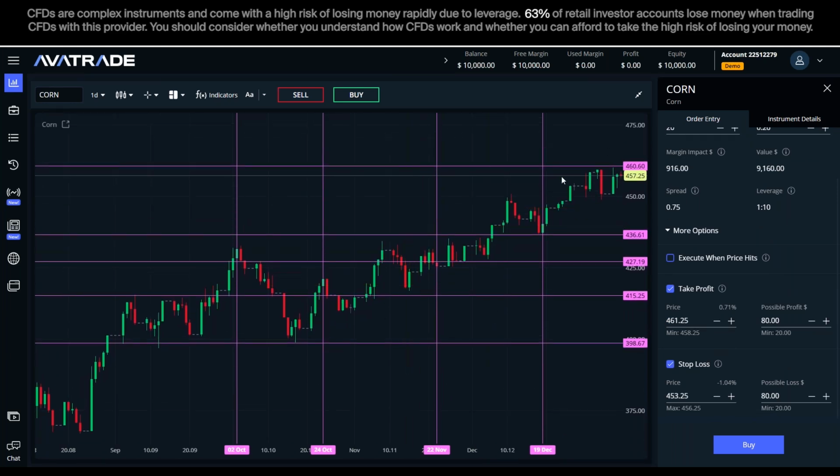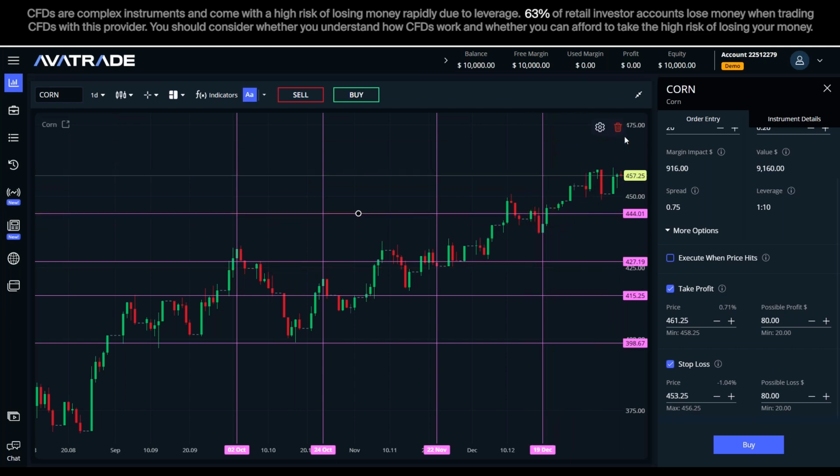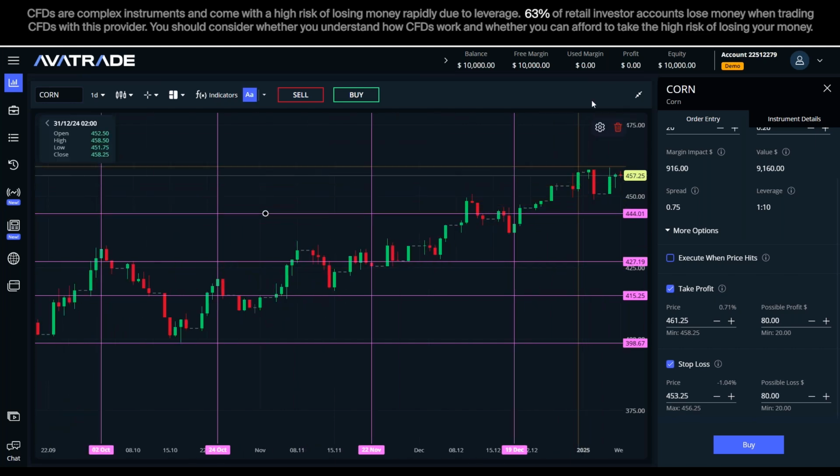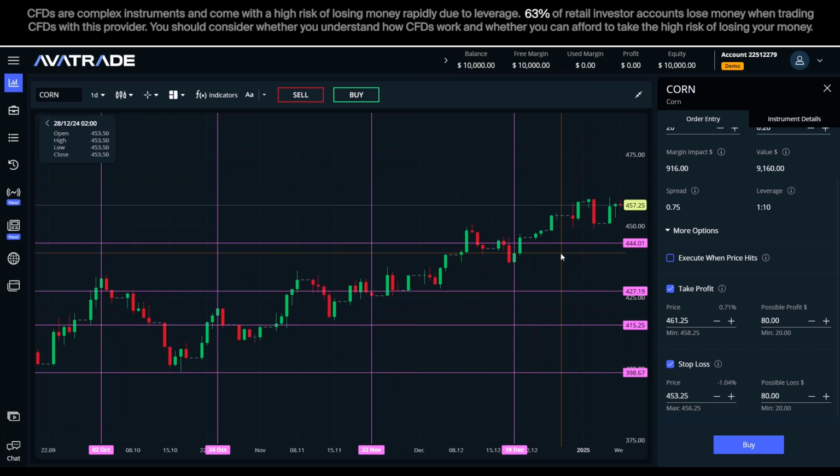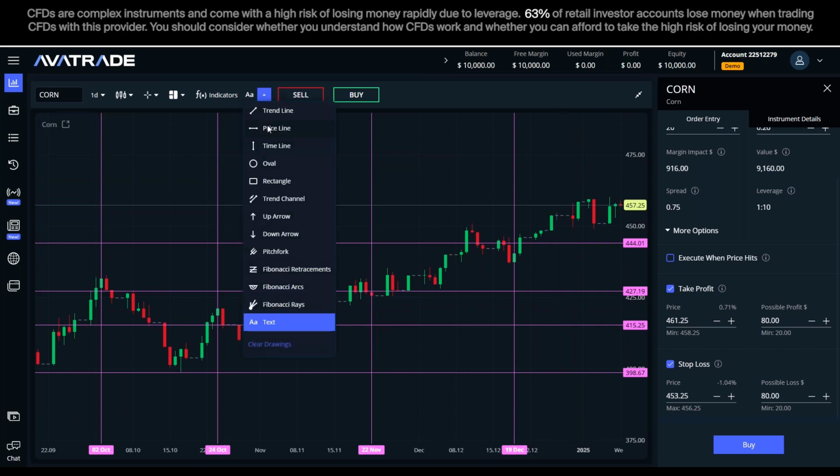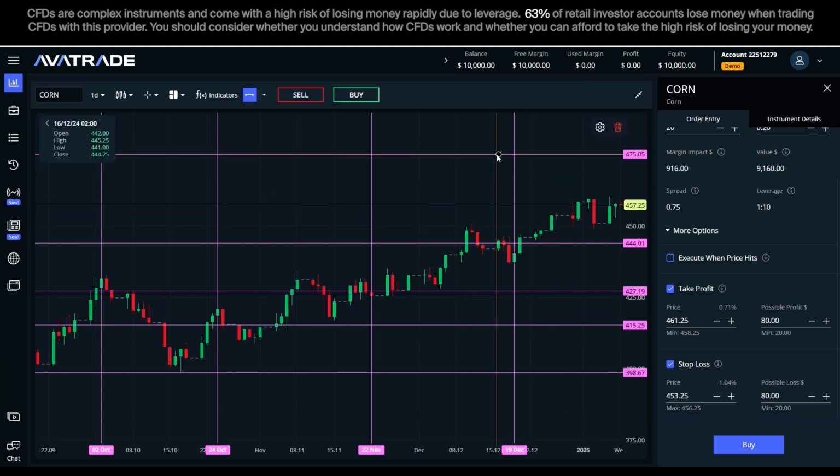Right? So corn is going up, but it's also turning around. I don't want to take a buy and then it will turn around and I will start losing, right? So I need to know what price to aim for. Let's suppose that the price that I think that corn can get to next is 475.